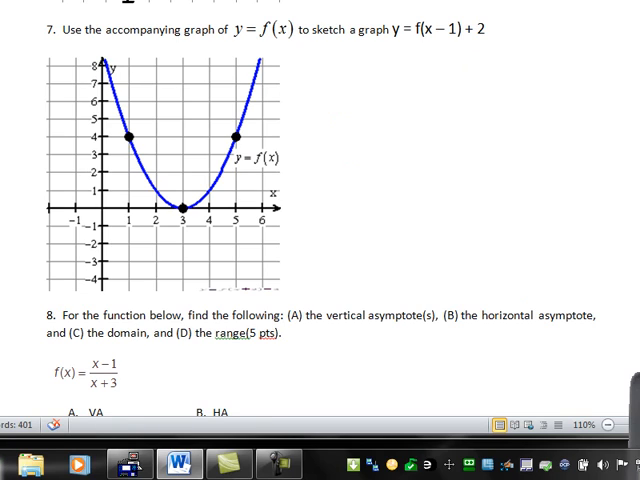Okay, use the accompanying graph of y equals f of x to sketch the graph y equals f of x minus 1 plus 2. We had one similar to this on the video lecture and on the concept workshop. Again, these are pretty easy. If you're going to miss one, don't miss this one. Because what does this mean? F of x minus 1 means I'm going to shift 1 unit to the right. So all these points are going to go 1 to the right, and then up 2.